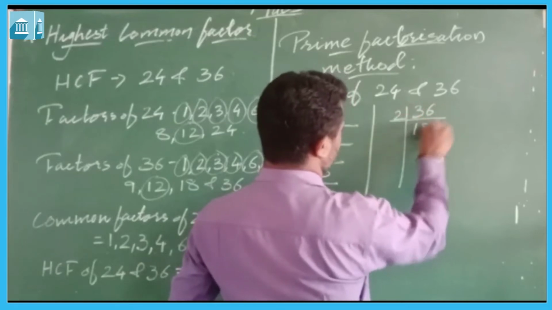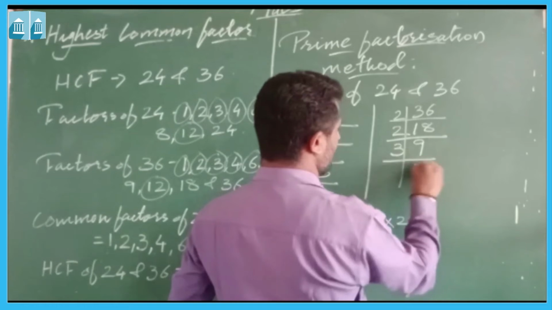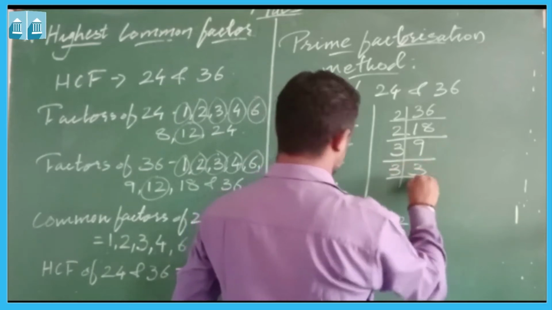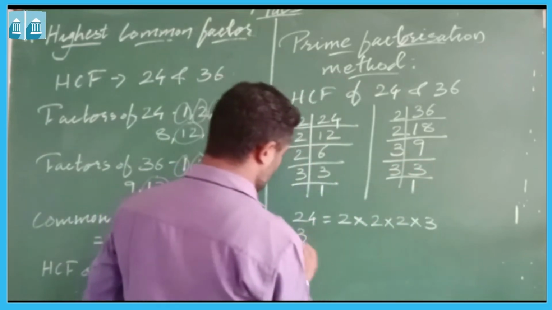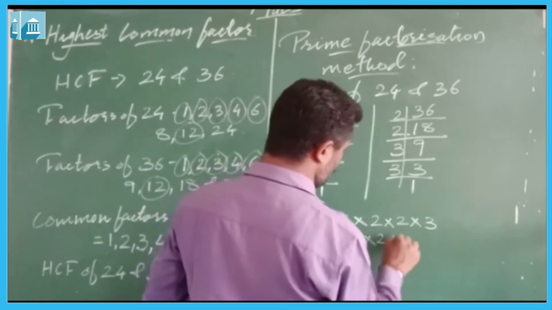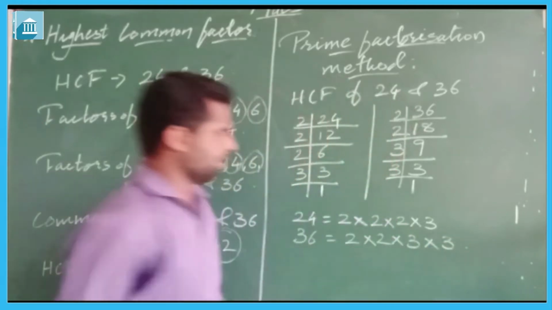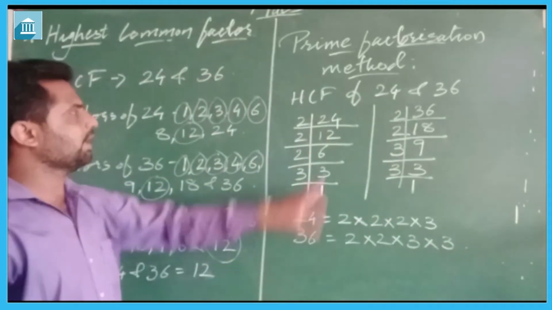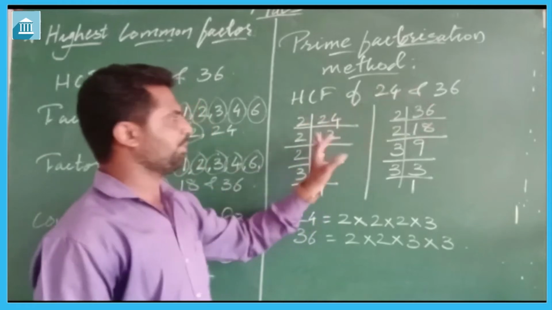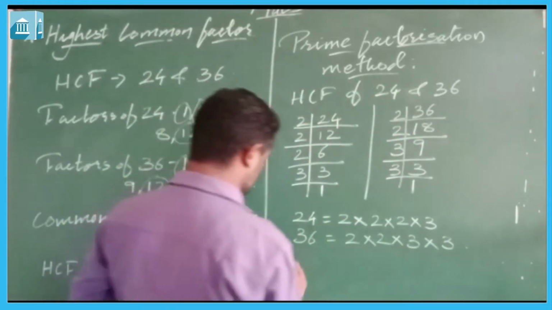2 into 18, 2 into 9, then 3 into 3, 3 into 1. So the prime factorization of 36 is equal to 2 into 2 into 3 into 3. Now we have done the prime factorization of 24 and the prime factorization of 36.